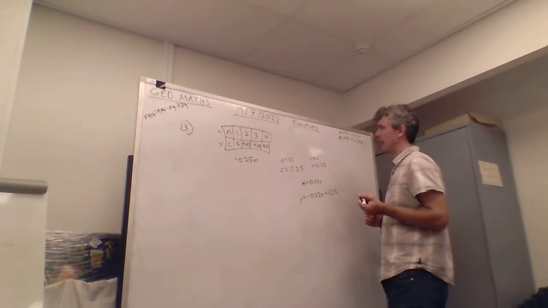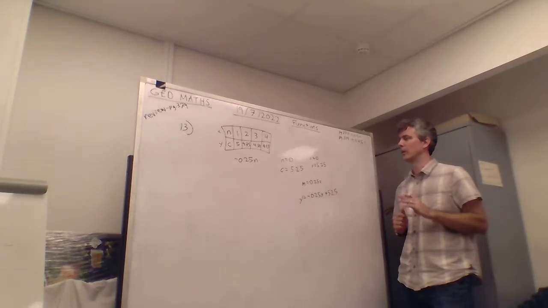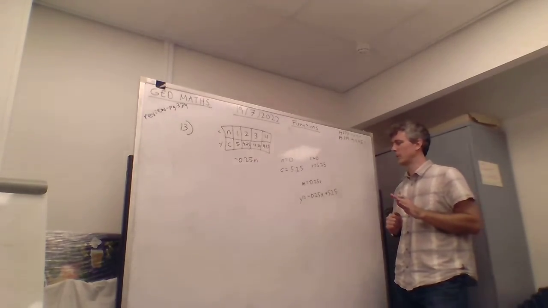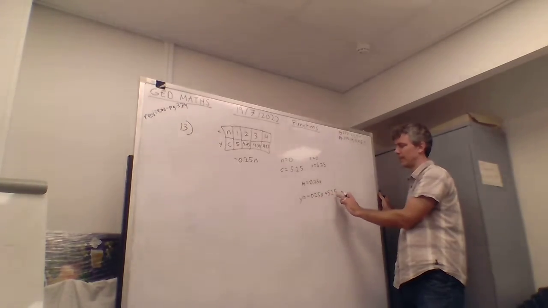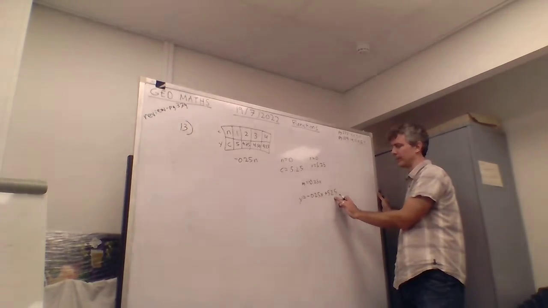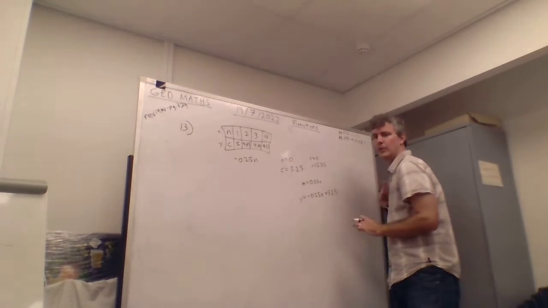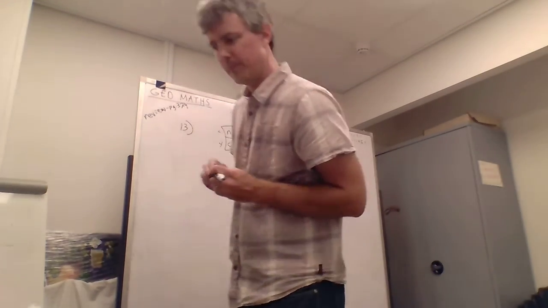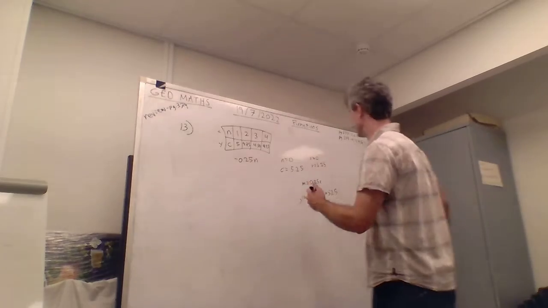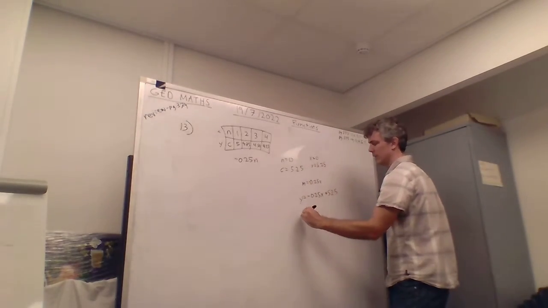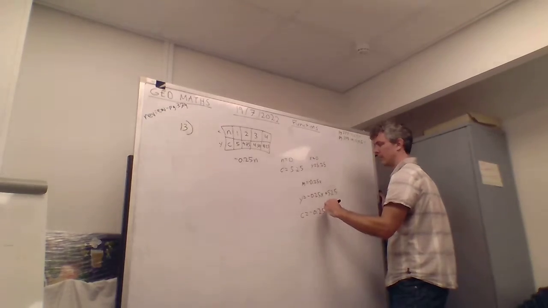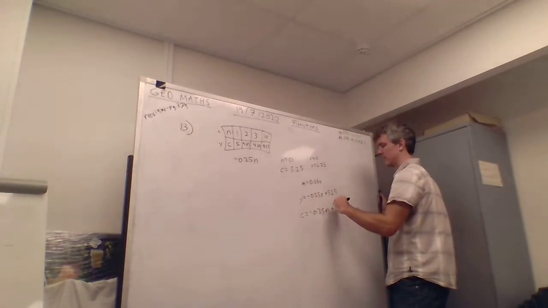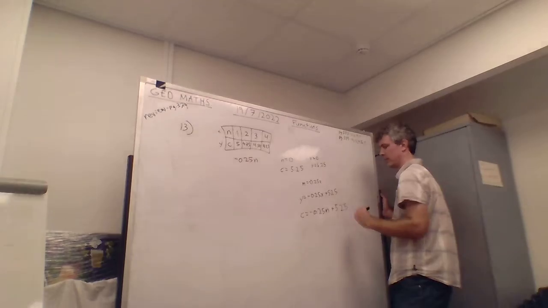However, let's see. How would I do this in a more easy way? Because what I would say here is I see like a 0.25, right? A 0.25 here. Do any of these resolve to that? So now we're going to put c equals minus 0.25n plus 5.25. Okay?